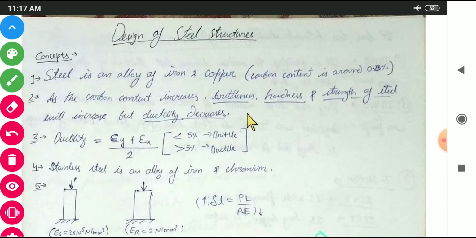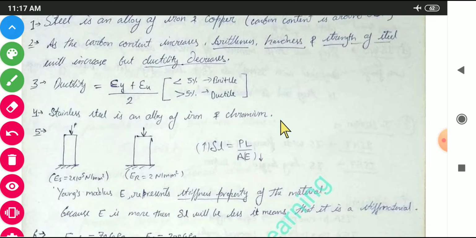Next, stainless steel is an alloy of iron and chromium. So steel was an alloy of iron and copper, but stainless steel is an alloy of iron and chromium.